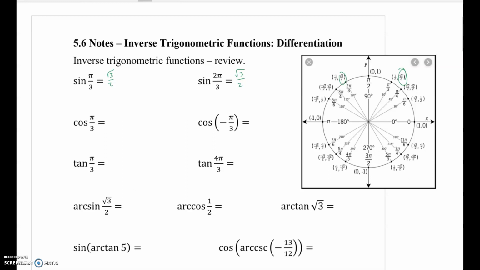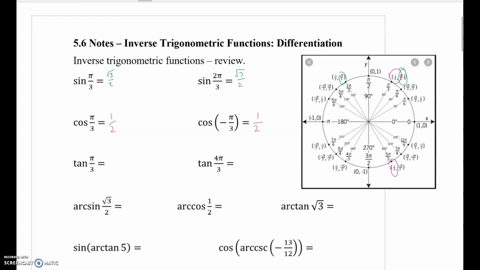When we look at cosine, we're looking at the x value. So again with pi over 3, this time we'll look at the x value. We get 1/2. And then if we look at negative pi over 3, that's going in the opposite direction. That's down here. So we get the same answer again. Notice that this is a different change between pi over 3 and negative pi over 3 compared to up here, because sines and cosines are not the same function.